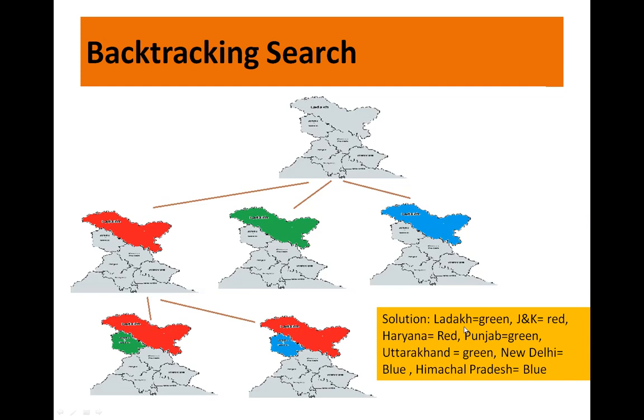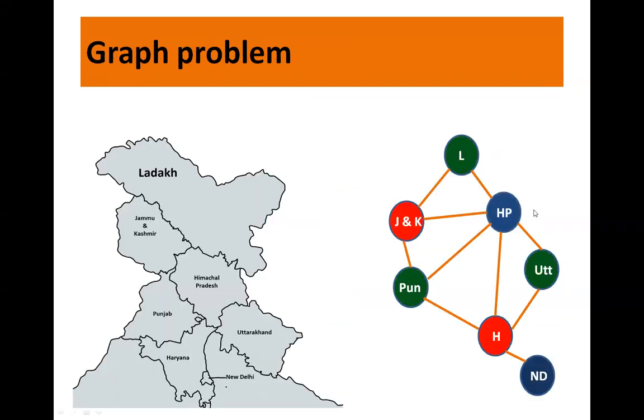Solution is Ladakh should be colored green, Jammu Kashmir red, fine, Haryana red, Punjab green, Uttarakhand green, New Delhi blue, and Himachal Pradesh also as blue. So see, we have colored our nodes, right? Ladakh is green, Jammu Kashmir as red, Himachal Pradesh as blue, Punjab as green, Haryana red, Uttarakhand green, and New Delhi as blue.